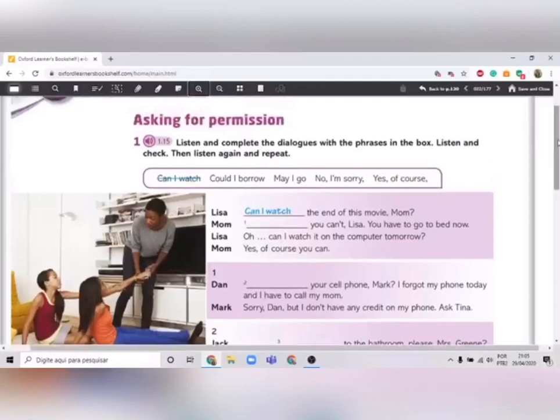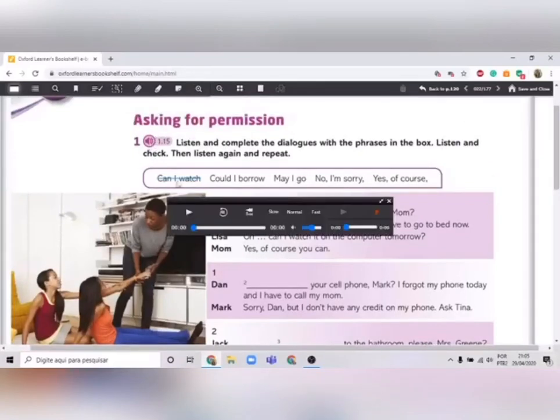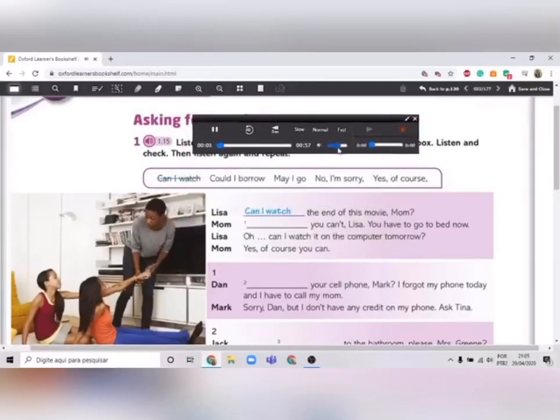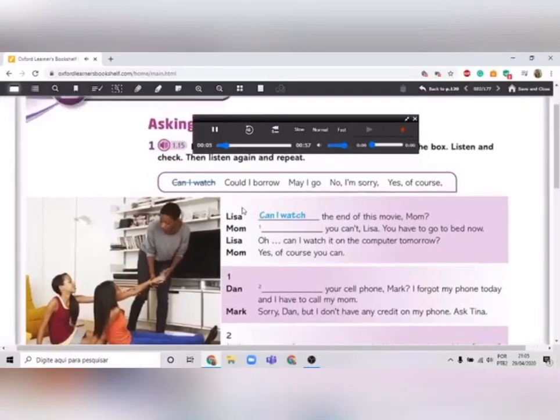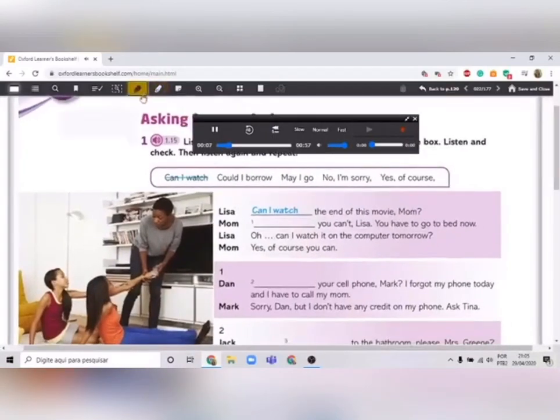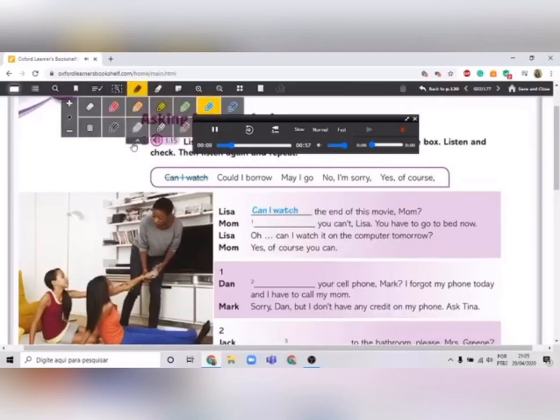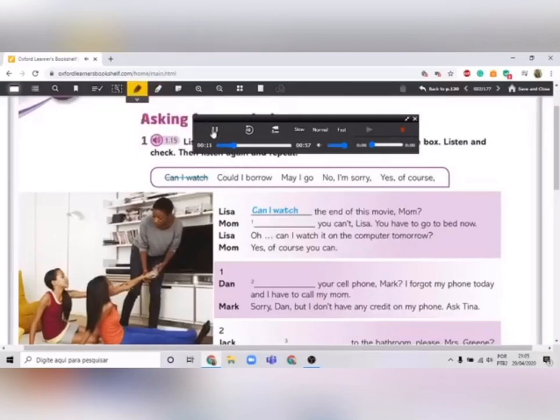Let's listen again to complete. Unit 2, Communication. Asking for permission. Page 22. Exercise 1. Example. Can I watch the end of this movie, Mom? No, I'm sorry, you can't, Lisa. You have to go to bed now. Oh, can I watch it on the computer tomorrow? Yes, of course you can.